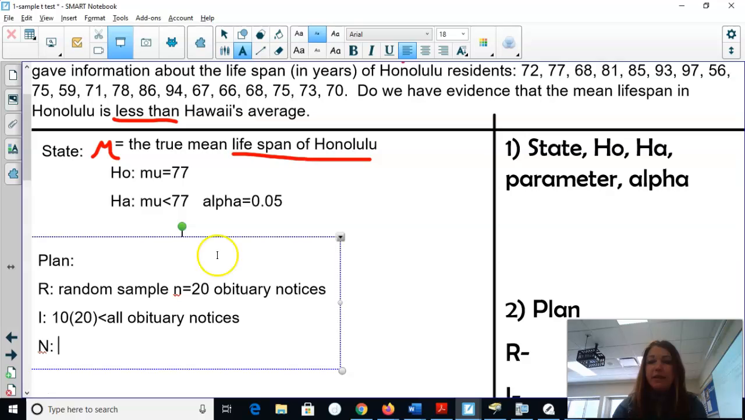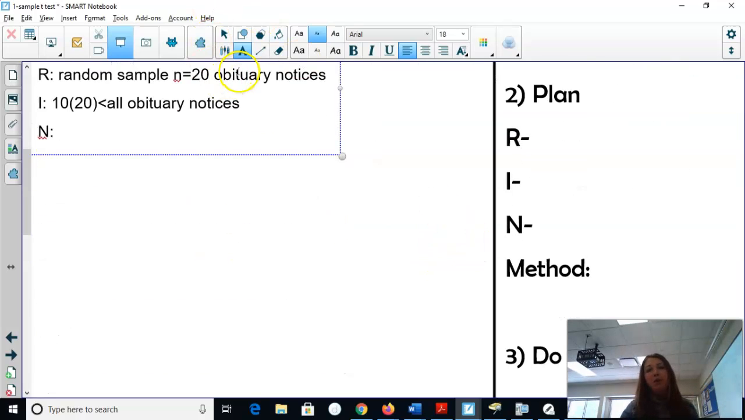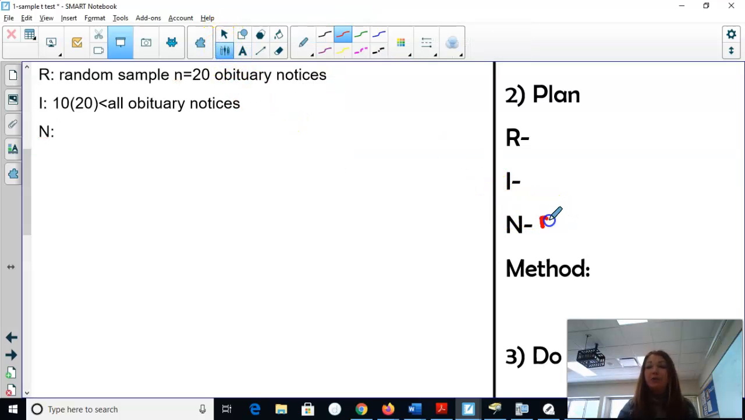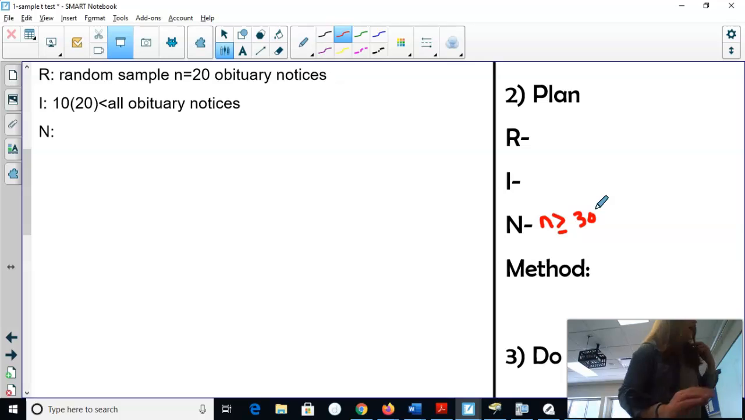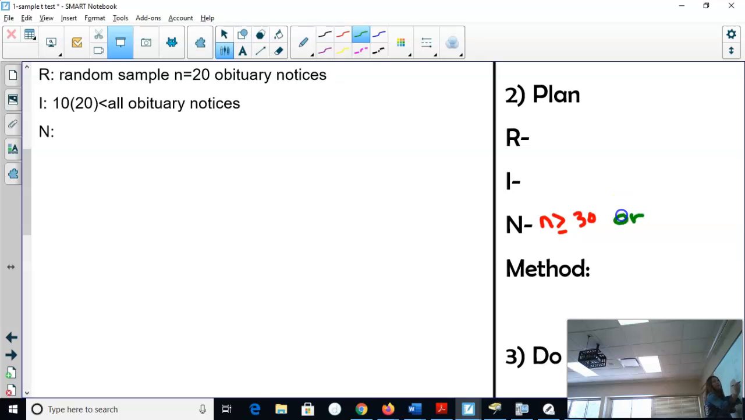Now our normal condition, this is where people can get mixed up. Remember, when we're dealing with a proportion, that is np is greater than or equal to 10, and n times 1 minus p is greater than or equal to 10. In this case, though, because we're dealing with means, we want n to be greater than or equal to 30. I can actually go to the board here, so I'm going to do that now. If n is greater than or equal to 30, we're good. Or we want it to state a normal population.